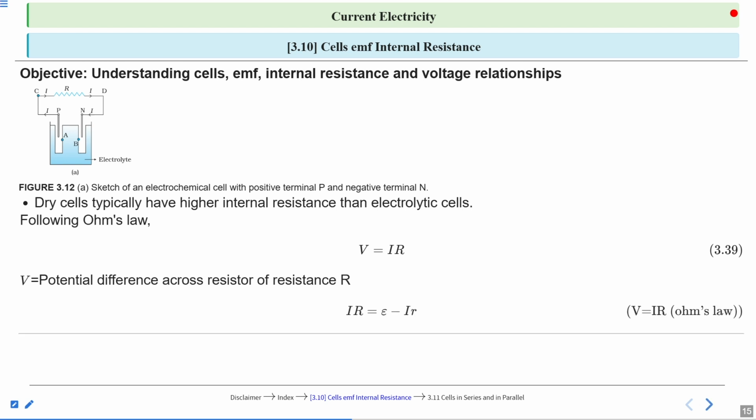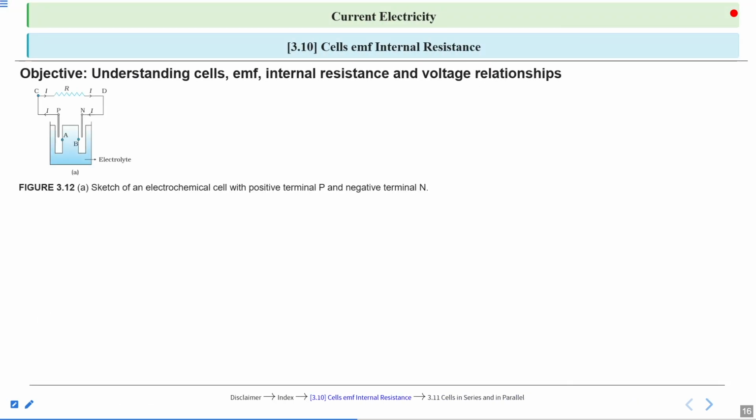Put this value in equation 3.38. What was the 3.38 equation? V equals epsilon minus I small r. Put the value of V from equation 3.39 into the 3.38 equation. So IR equals epsilon minus I small r, since V equals IR according to Ohm's law. After solving this, we will get the value of capital I, which is equal to epsilon upon capital R plus small r.